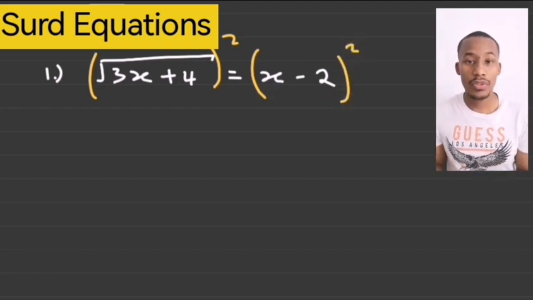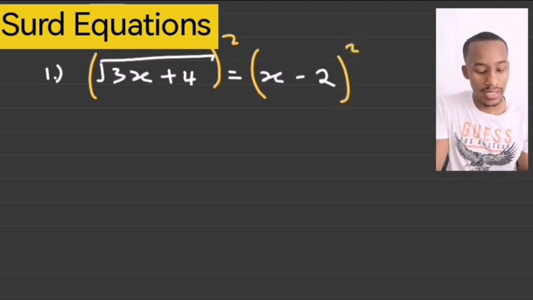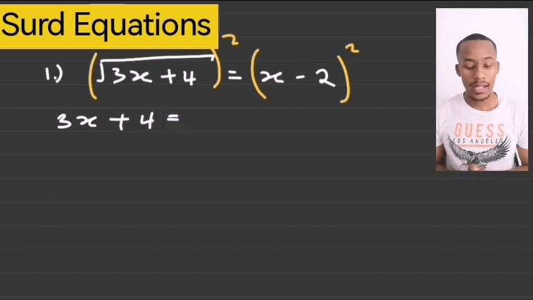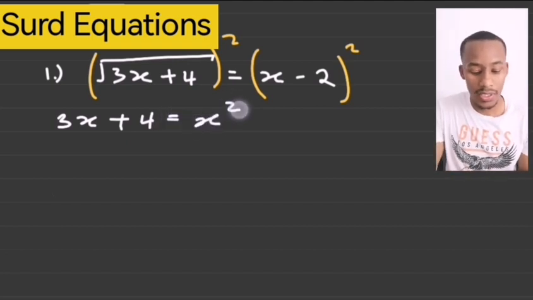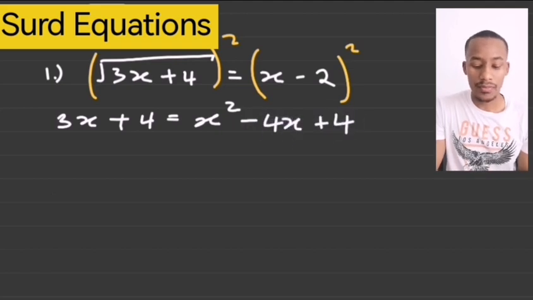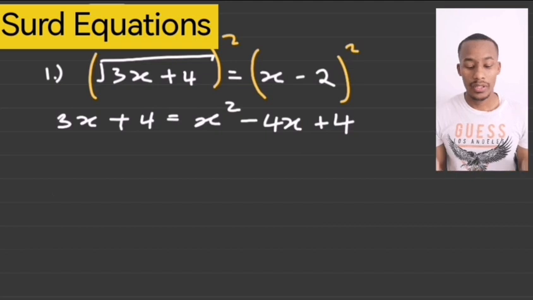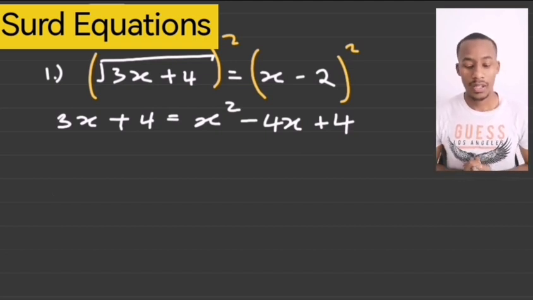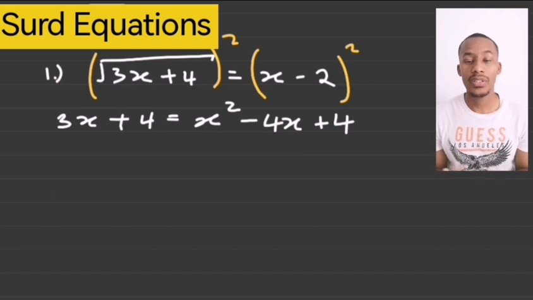The reason we're squaring is so that the square root on the left hand side can fall away and we are left with 3x plus 4. Then I'm going to square the binomial x minus 2 and that gives me x squared minus 4x plus 4. Remember, we're going to square the first term, square the last term and double the product. If you forgot how to square binomials, just check one of my previous videos that I will link down in the description below.